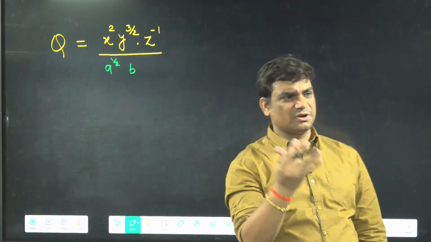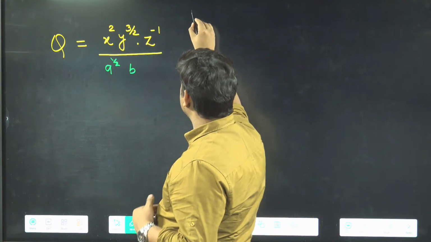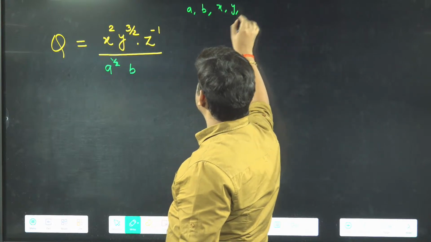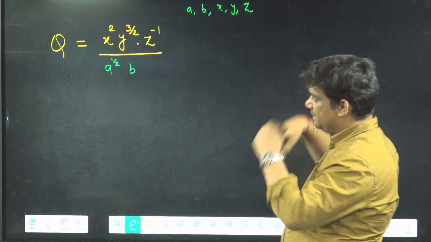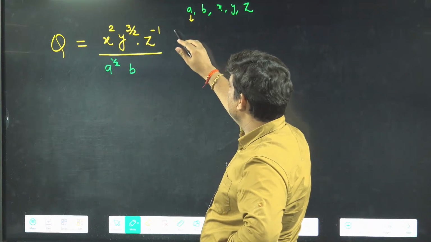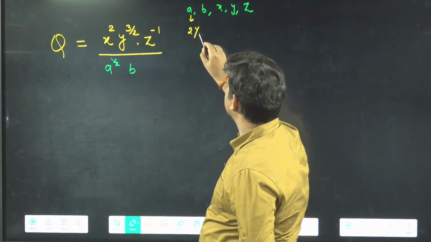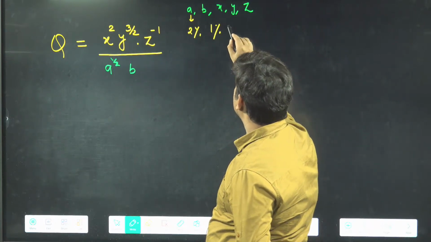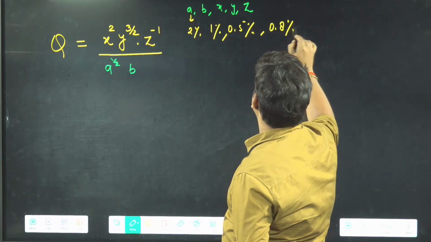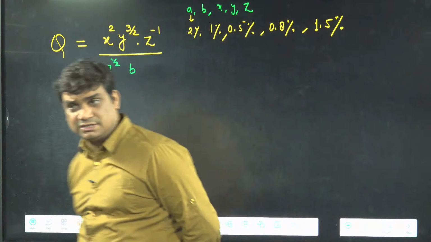Percentage error, this is just for practice. You are given the percentage errors in a, b, x, y, z. The percentage errors in these quantities are 2%, 1%, 0.5%, 0.8%, and 1.5%. Okay, these are the percentage errors given.